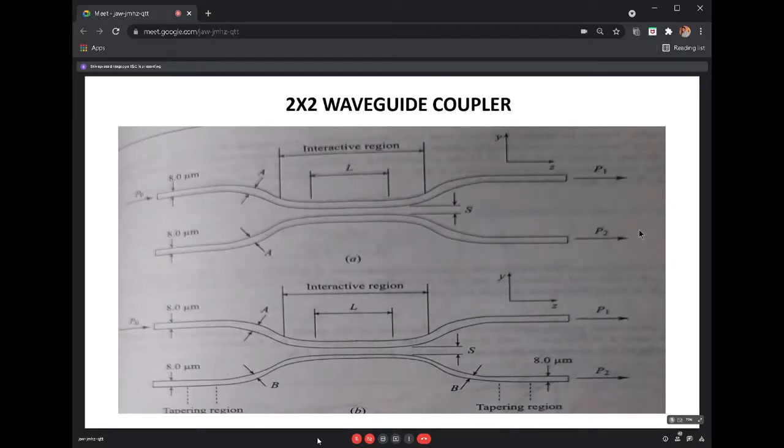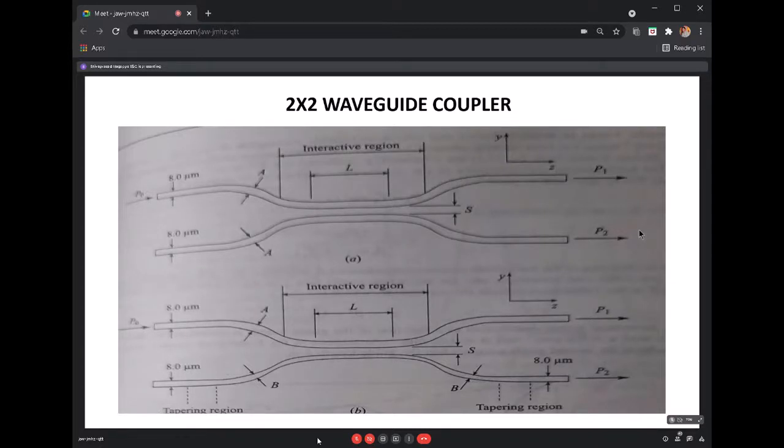Here the input field strengths A1 and A2 are the inputs. B is equal to SA. B will be the output field strength. So the output field strength will be equivalent to the scattering matrix into the input field strength. So that is expressed in terms of that. Okay, that I'll explain during the next topic.